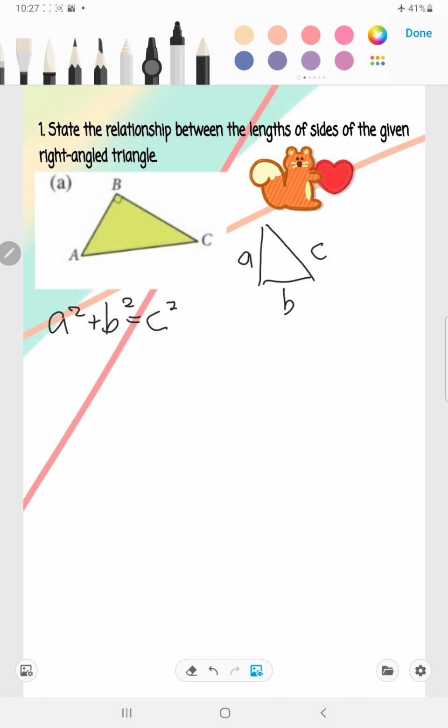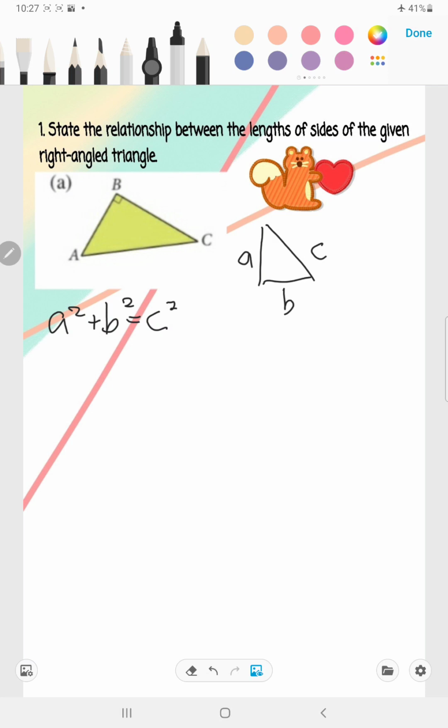C is the hypotenuse of a right angle triangle. So if we want to find the value of c, we have to add a square and b square. Then you will get c square. So let's look at the first question. State the relationship between the lengths of sides of the given right angle triangle.